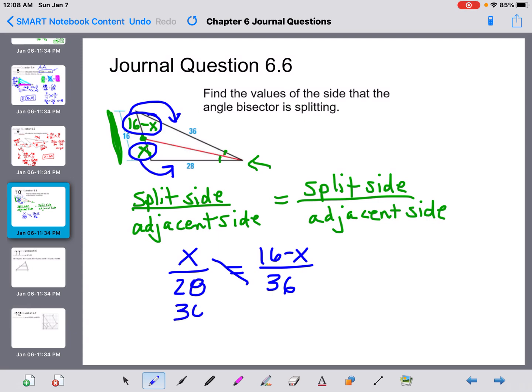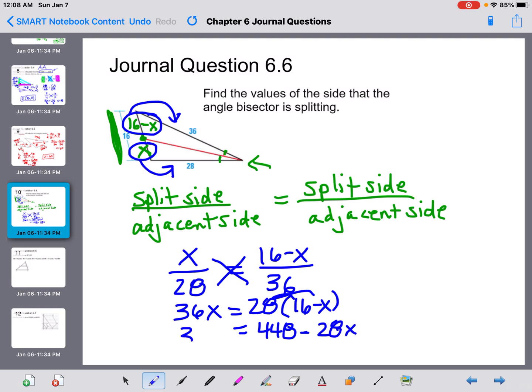Multiply my extremes, I get 36X. When I go to multiply my means, I have a two-term expression, which means I need parentheses, so 28 parentheses 16 minus X. I'm going to distribute my 28, so 28 times 16 is 448. 28 times X is 28X. And this all equals 36X. All right, notice my 28X has a minus in front of it, so to get it to the other side, I'm going to add 28X to the other side. What I do to one side, I do to the other. That's going to give me 36 plus 28 is 64X, and it equals 448.